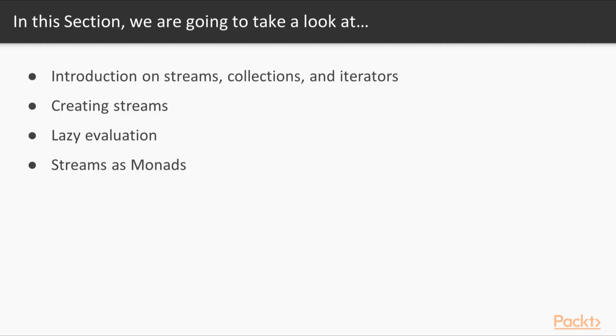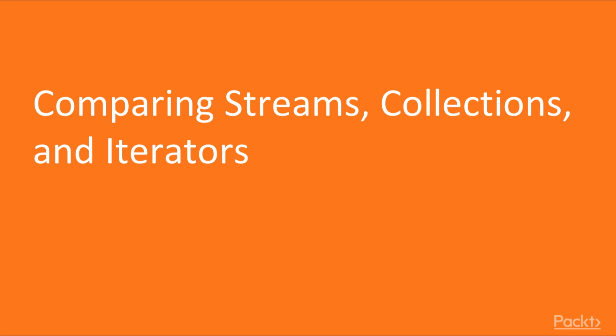In the first video, we will introduce streams and compare them to collections and iterators. In the second video, I'm going to show you a couple of ways to create a stream. Next, in the third video, we're going to explain the notion of lazy evaluation. And finally, in the fourth video, we're going to relate streams to a well-known functional programming abstraction, which is called monad. So let's start with this first video, in which we will compare streams to collections and iterators.